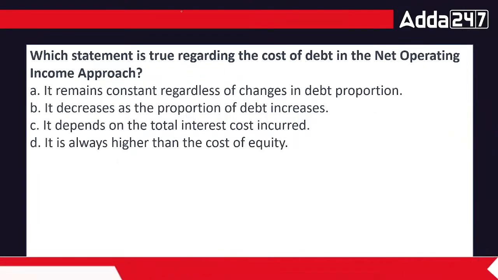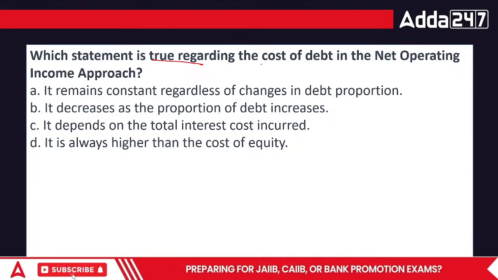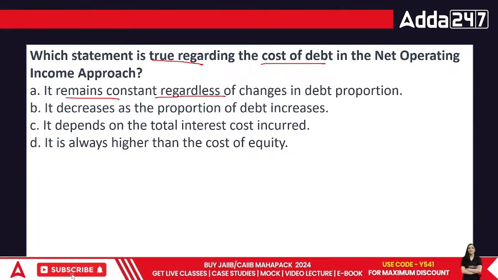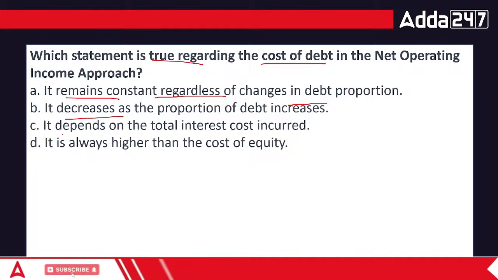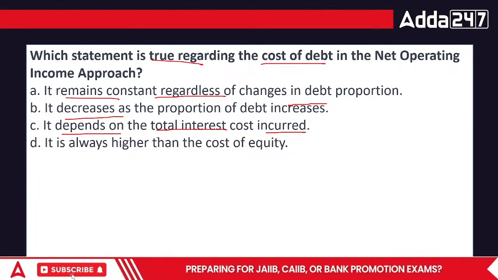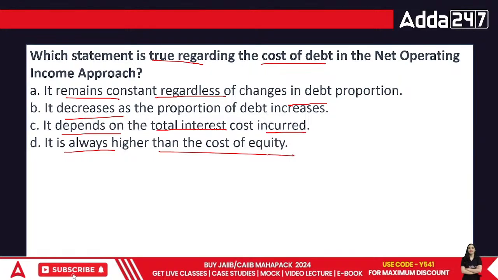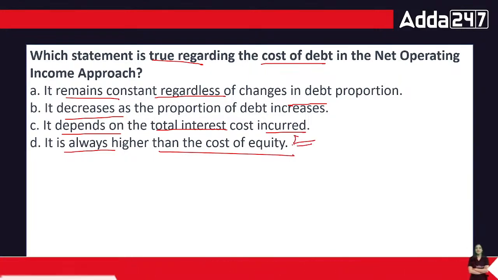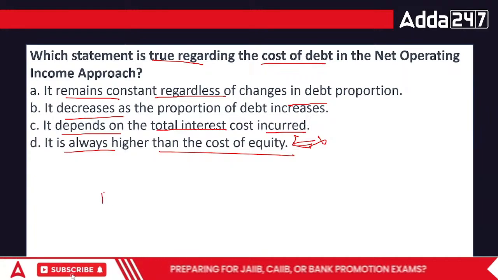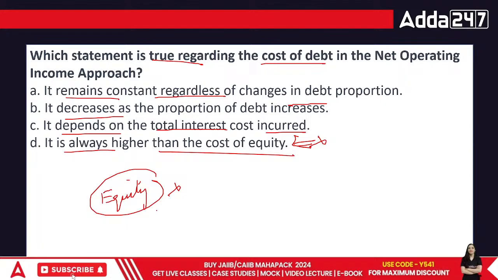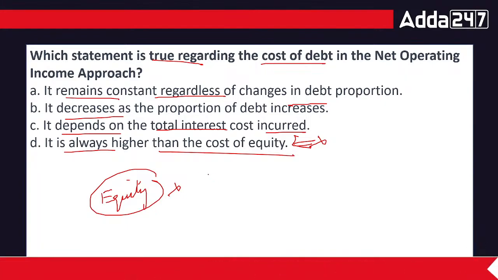Then, which statement is true regarding the cost of debt in the net operating income approach? It remains constant regardless of changes in the debt proportion. It decreases as the proportion of debt increases. It depends upon the total interest cost incurred. It is always higher than the cost of equity. No, equity is higher. One particular thing is clear: if equity shareholders are entering, we are losing our control. Technically, these are way costly. They're going to throw a lot of tantrums. They'll ask for a lot of dividends, so that's a problem for us.